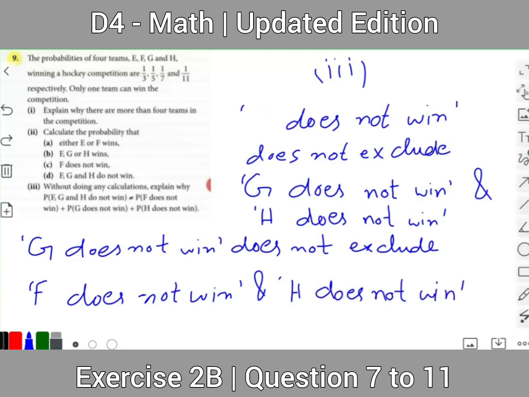Last but not the least, the event H does not win does not exclude the event G does not win and F does not win. So here the solution ends.